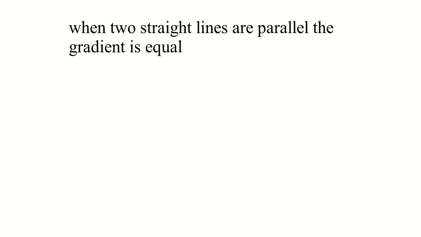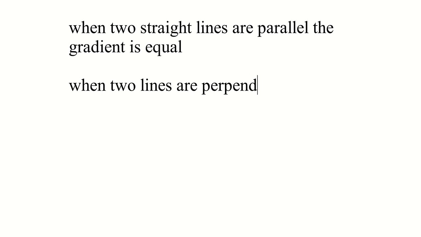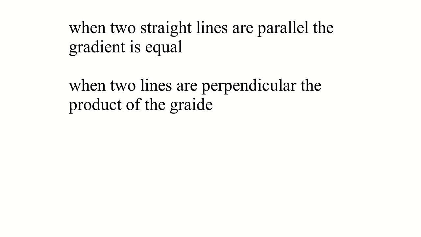So they have the same gradient. They may have different y-intercepts and stuff, but we know that their gradients are equal. And when two lines are perpendicular, the product of the gradients is negative 1.